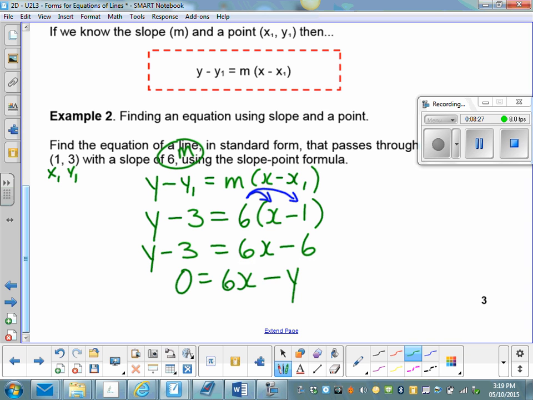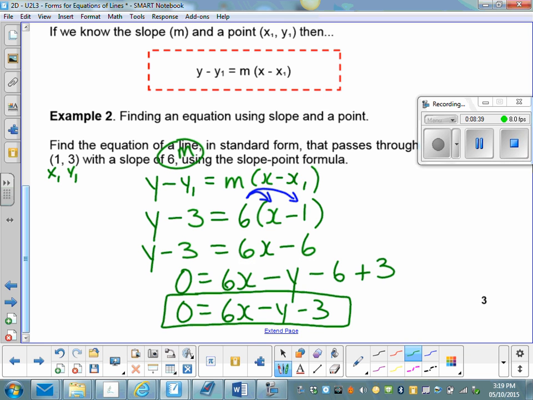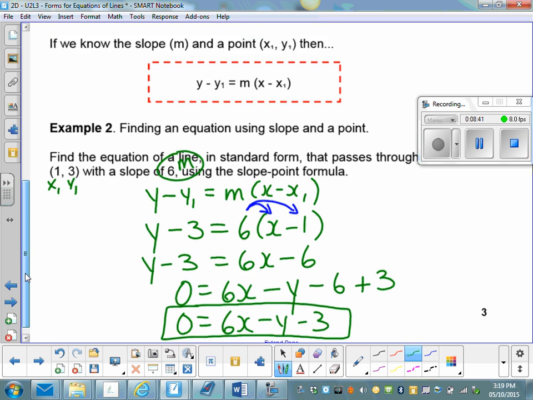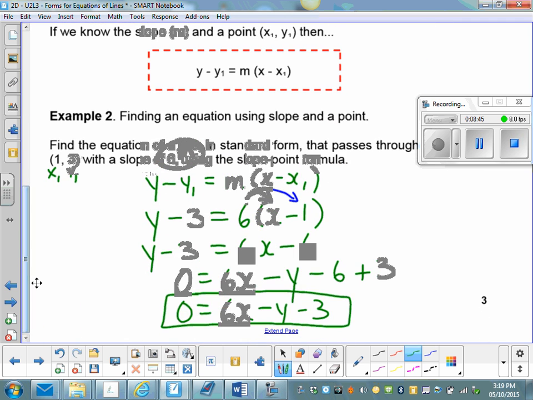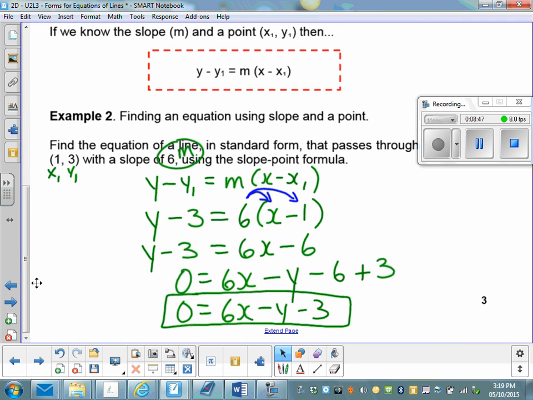I bring the y over, it becomes minus y. I bring the minus 3 over, it becomes plus 3. And then when I simplify the minus 6 plus 3 on the end, I get the same answer I got up above, 6x minus y minus 3 equals 0.